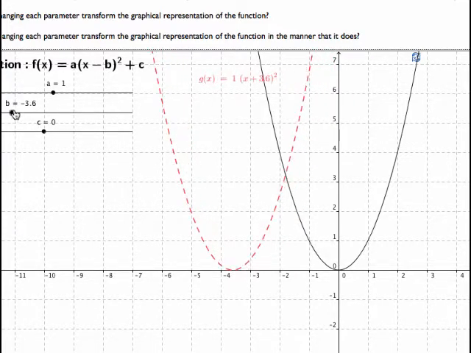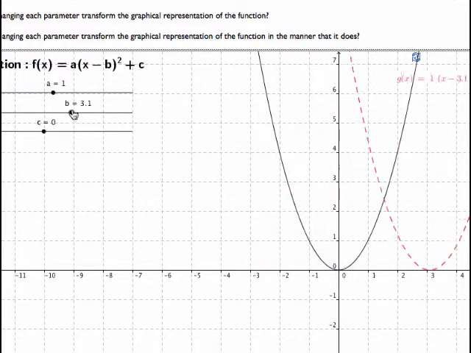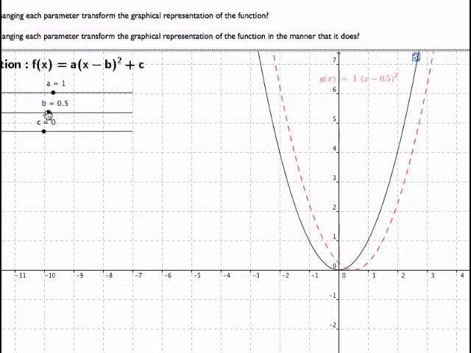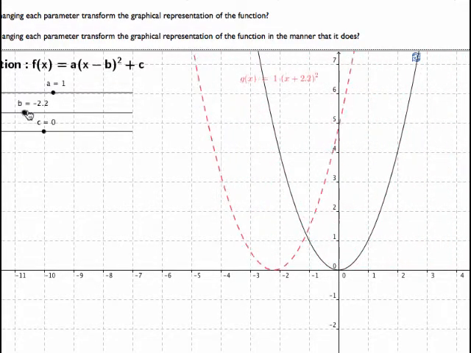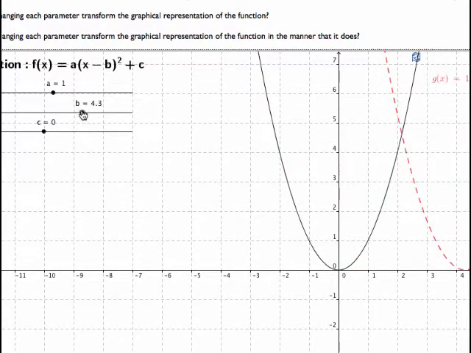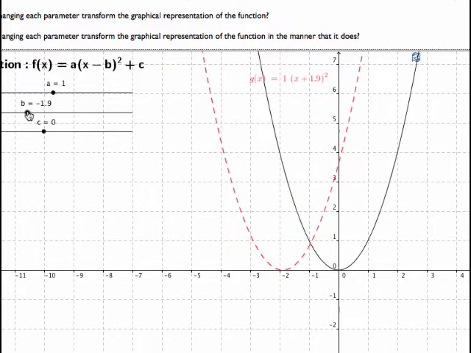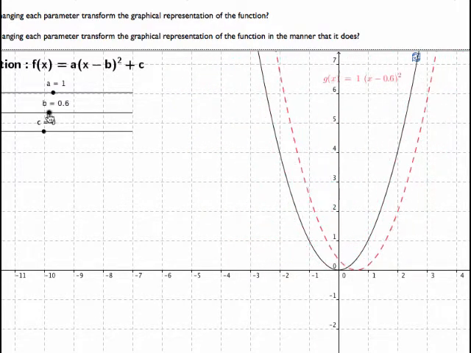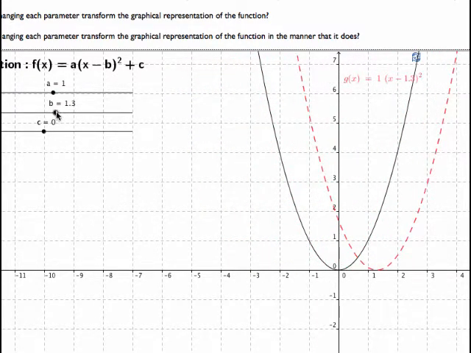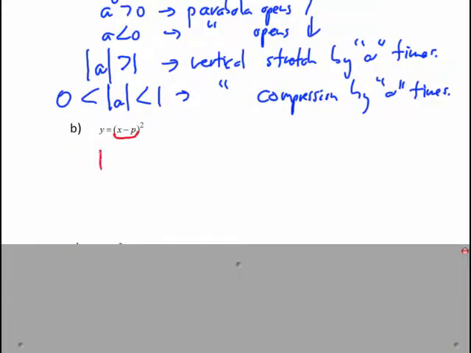So as you play around with b, you can see what it's doing is shifting the graph, translating the graph left and right. It's keeping it the same shape, it's keeping it congruent to what the original one was, but it's shifting it left and right. Alright, so p, if greater than 0, translates the graph p units to the right.